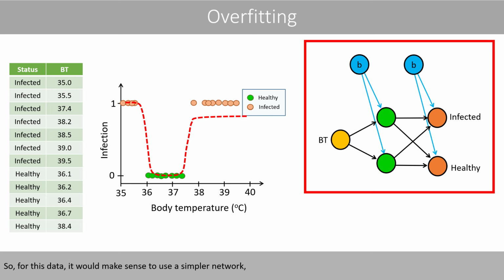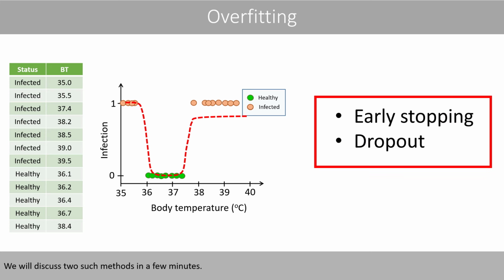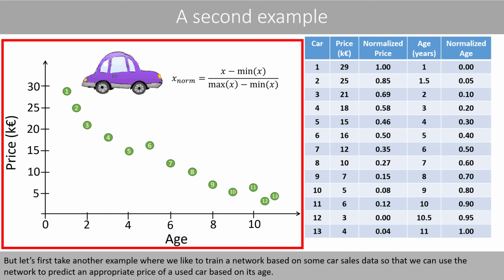So for this data, it would make sense to use a simpler network, or to use a deep neural network where we use a method to prevent overfitting. We will discuss two such methods in a few minutes. But let's first take another example where we would like to train a network based on some car sales data, so that we can use the network to predict an appropriate price of a used car based on its age.